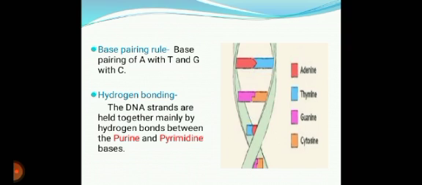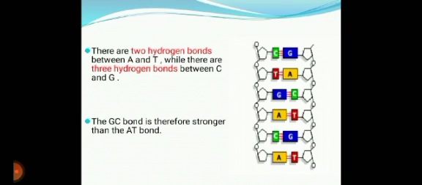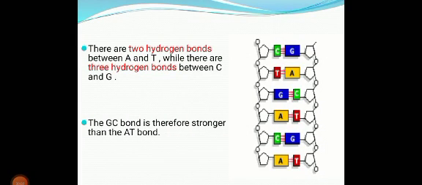Hydrogen bonding. The DNA strands are held together mainly by hydrogen bonds between the purine and pyrimidine bases. There are 2 hydrogen bonds between adenine and thymine, while there are 3 hydrogen bonds between guanine and cytosine. The guanine-cytosine bond is therefore stronger than the adenine-thymine bond because of the hydrogen bonds.